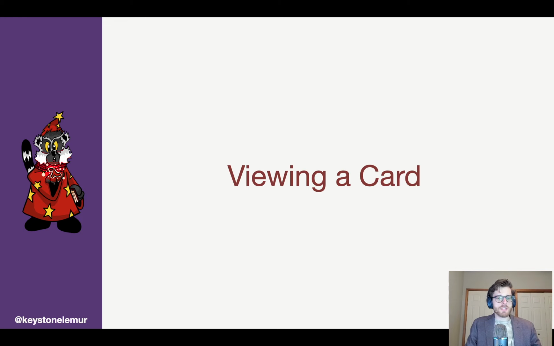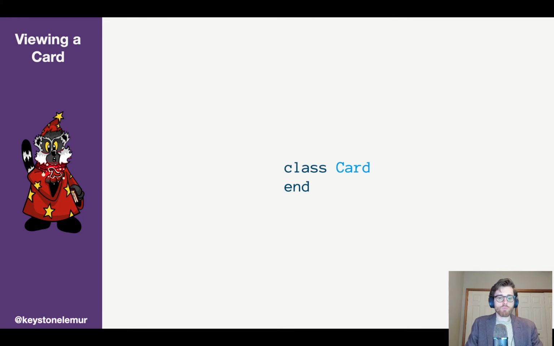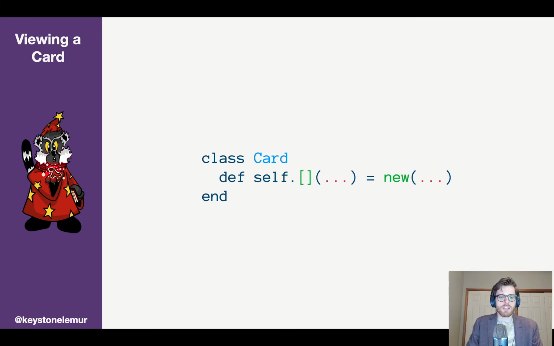To start with, let's talk about viewing cards. Now, back to our card class, we start with an array bracket method on self as an effective alias for new. You might notice the triple dot here. That is a new argument forwarding syntax which says take all the arguments that are given to this function and pass them right on to the next function, which is very useful for some of these alias-like methods, or for anything that acts as effectively a proxy.